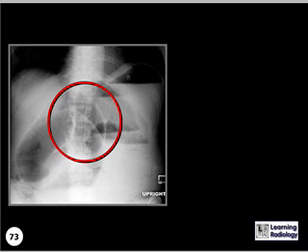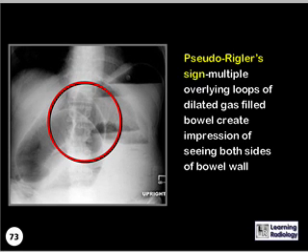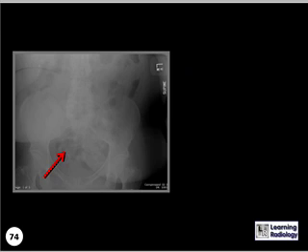This is a pseudo-Rigler sign. Multiple overlying loops of dilated gas-filled bowel create the impression of seeing both sides of the bowel wall. What sign is the red arrow pointing to?